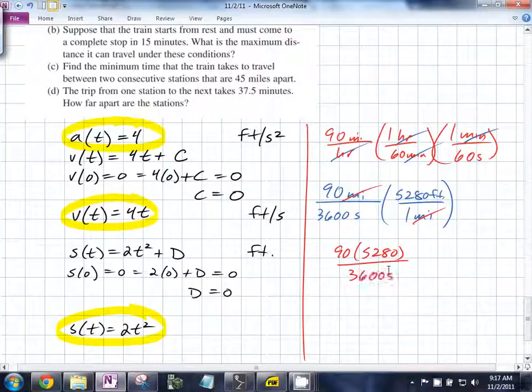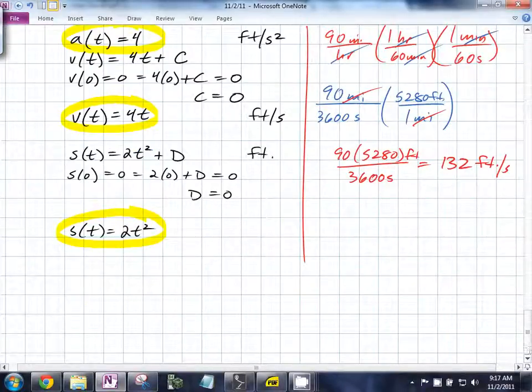How long is it going to take to get there, right? So the question is, 132 is equal to 4 times time. 33 seconds. Okay, let's pause this for a second. Think. It's at its cruising velocity for how long? 15 minutes, right? 15 minutes at 132 feet per second, right?